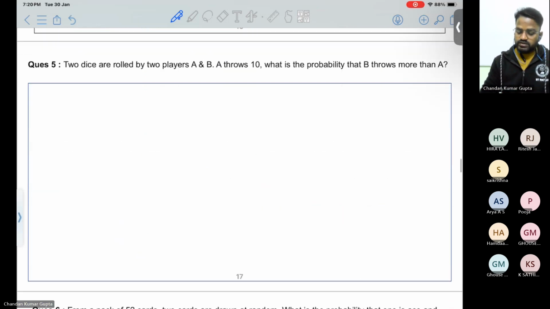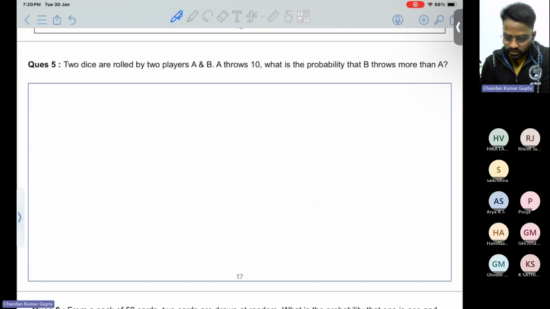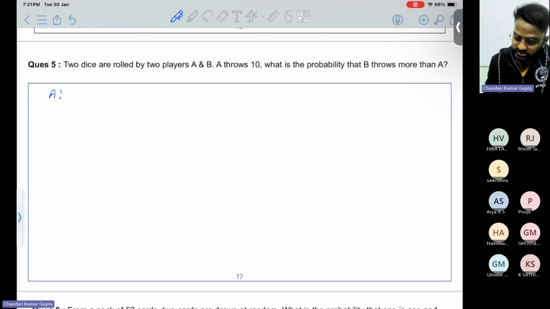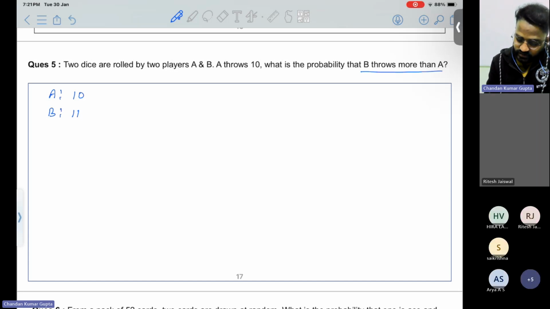Okay. Now, question number 5. Here, two dice are rolled by two players A and B. A throws 10. What is the probability that B throws more than A? Okay. We need to visualize. A rolls 10, so B needs to roll more than 10. More than A means either 11 or 12.